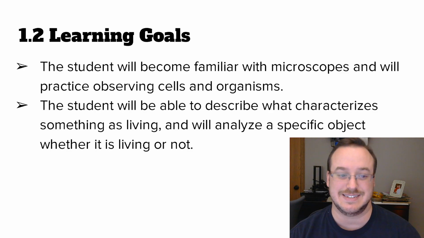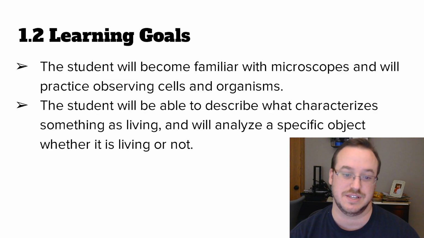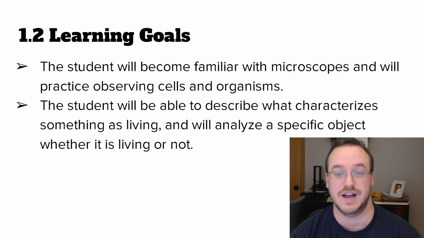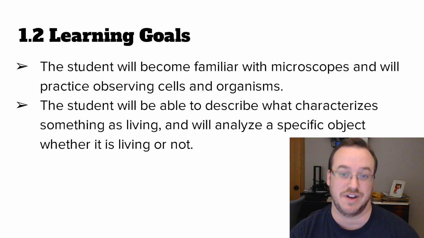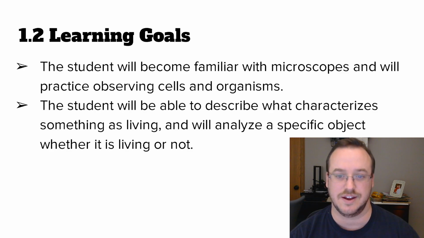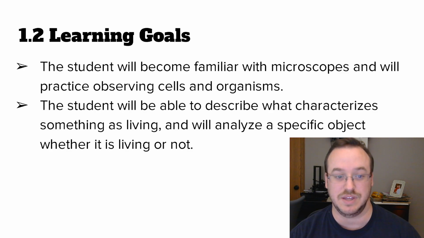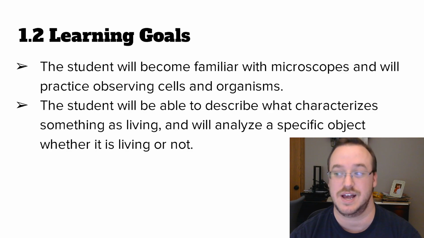Secondly, the student will be able to describe what characterizes something as living and will analyze a specific object, whether it is living or not. So this tells you you need to know what makes something alive or not alive, and if Mr. Baker gives you something, you need to be able to tell me if it's alive or not. And you know that hidden thing in there that teachers all do: why? I'm going to ask you to explain it. You would explain it by telling me the first half here, the characteristics. Does it fit what's alive or what's not?